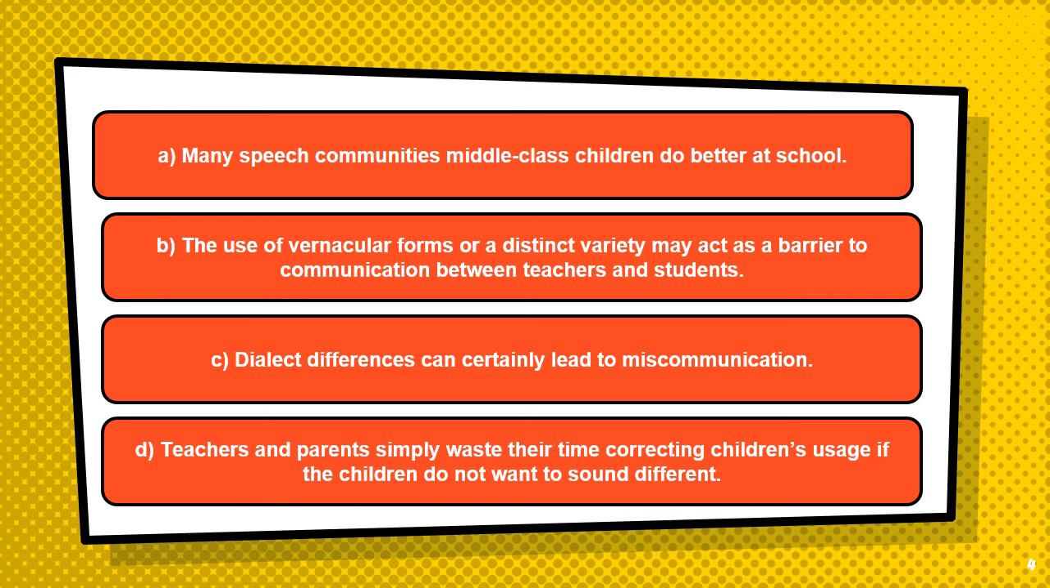Okay, the last point is that teachers and parents simply waste their time correcting children's usage if the children do not want to sound different. Sociolinguists have pointed out that attempts to change people's speech without their full cooperation are fruitless. People can change their own speech if they truly want to. It has been noticed that when children imitate their teachers for fun, or when they pretend to be a working class person in a game or a school activity, they often produce consistently standard forms for as long as required. Motivation and free choice are vital factors, and any attempts to encourage standard forms won't succeed without them.